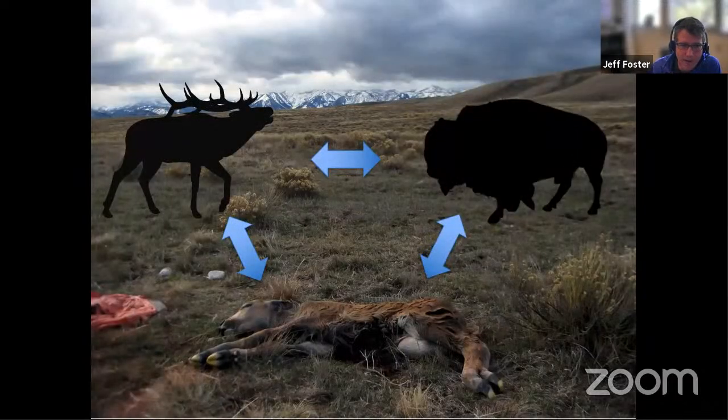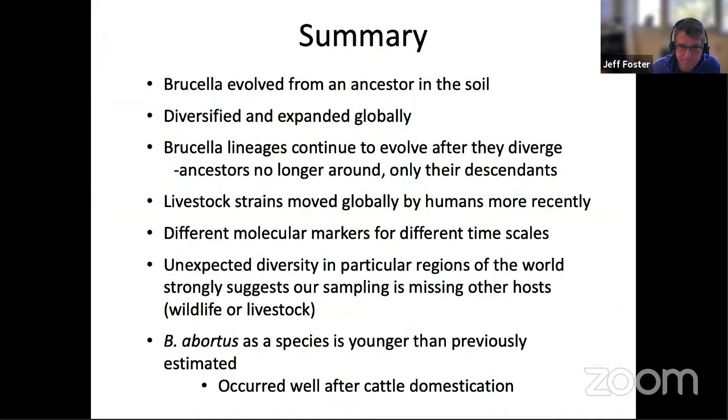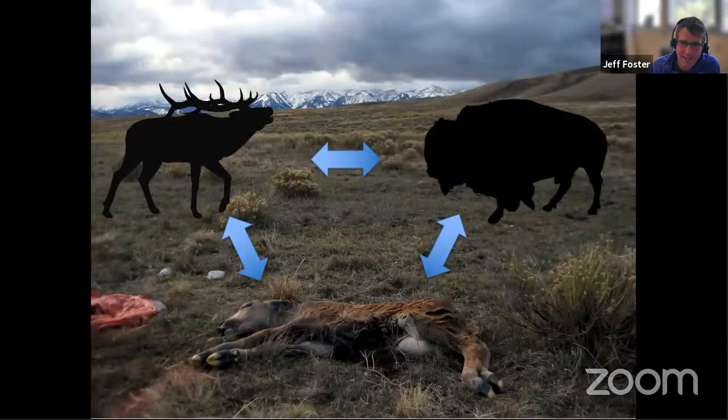So what we have here is that we have cattle, elk, and bison all giving Brucella to each other. And it's not solely that the bison are responsible for infecting the cattle. And so, yeah, that's just a short snippet of how we can use single nucleotide polymorphisms to look at fine scale, within the past 50 years, at the relationships of different isolates and understand kind of who is infecting whom.